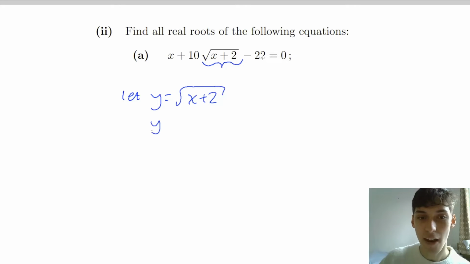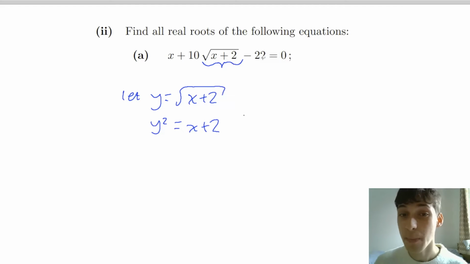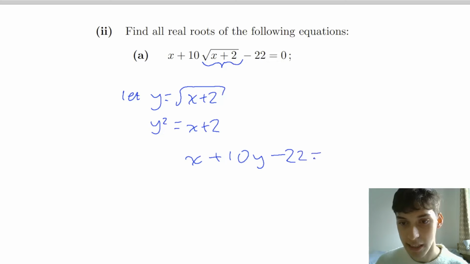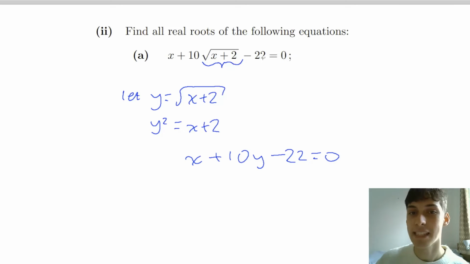So this gives, again, y squared is equal to x plus 2. And this isn't going to be quite as straightforward to substitute in, but let's do what we can. So we have x plus 10y minus 22 is equal to 0. That's just by replacing this root of x plus 2 with y. But we've still got an x we need to get rid of.